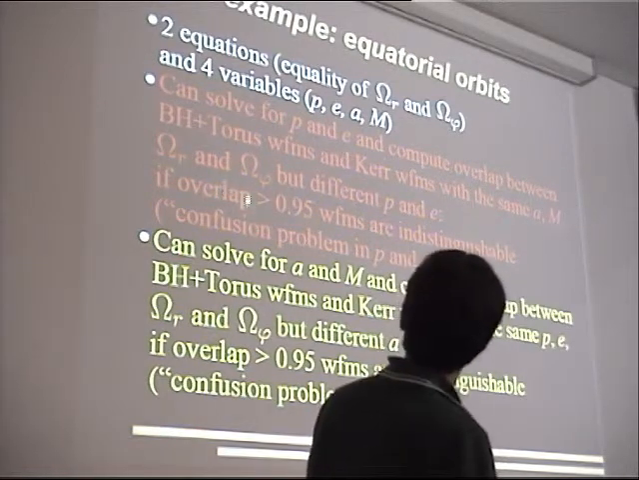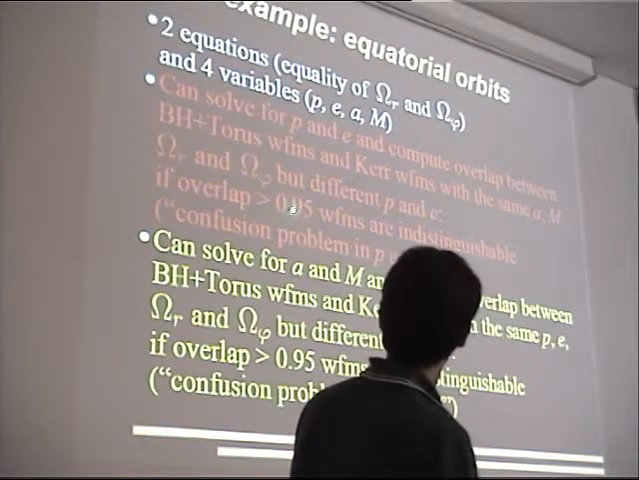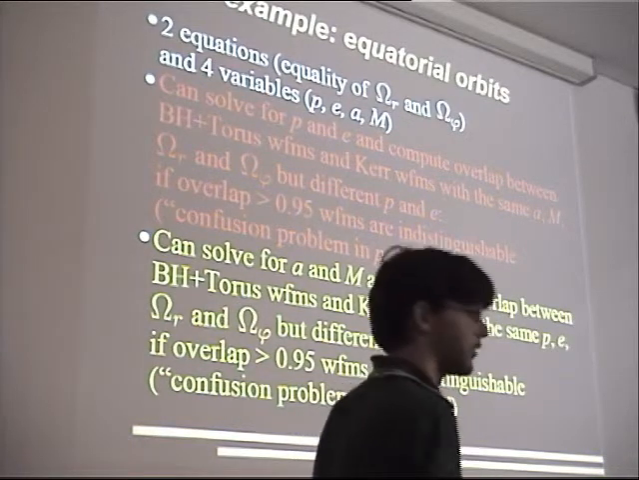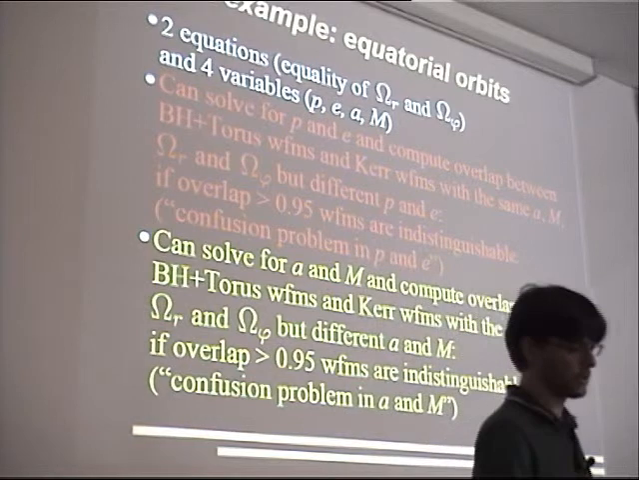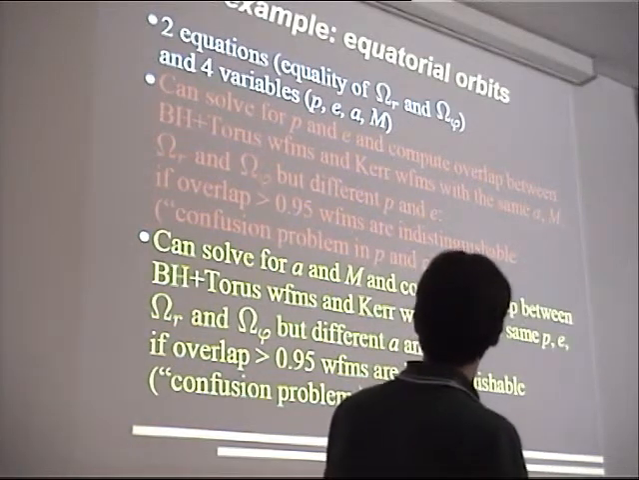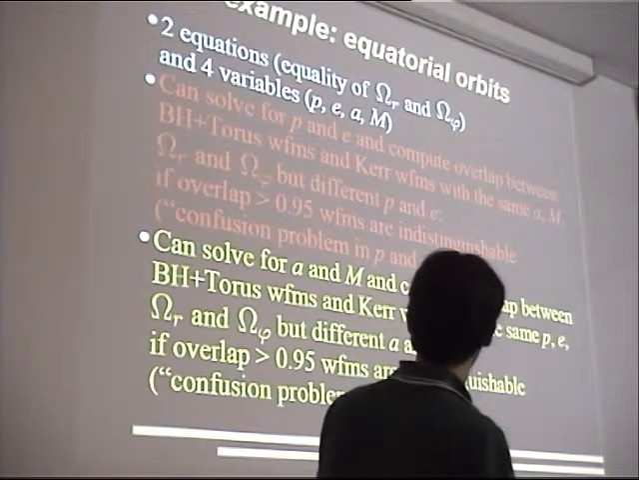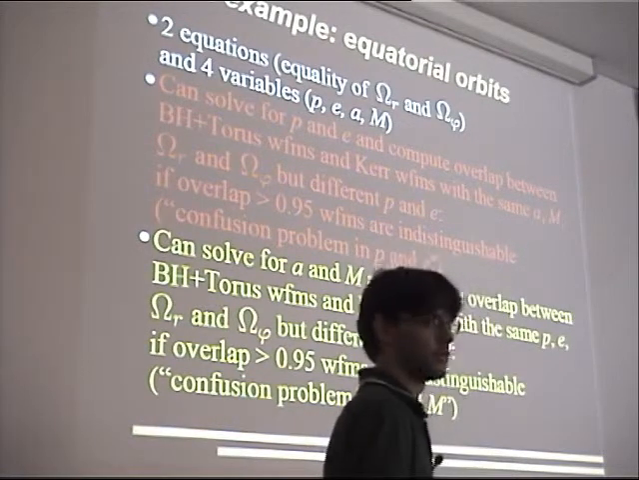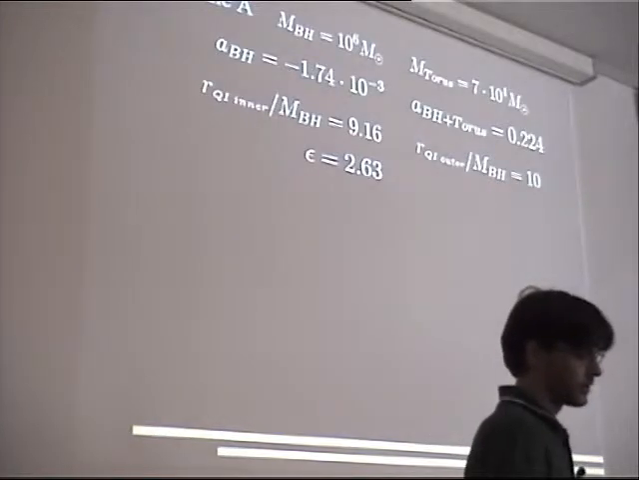So if our overlap is more than 95%, the waveforms are virtually indistinguishable by LISA, and we say there is a confusion problem either in P and D, if we are solving for P and D, or in A and M, if we are solving for A and M. So I will now present our results.